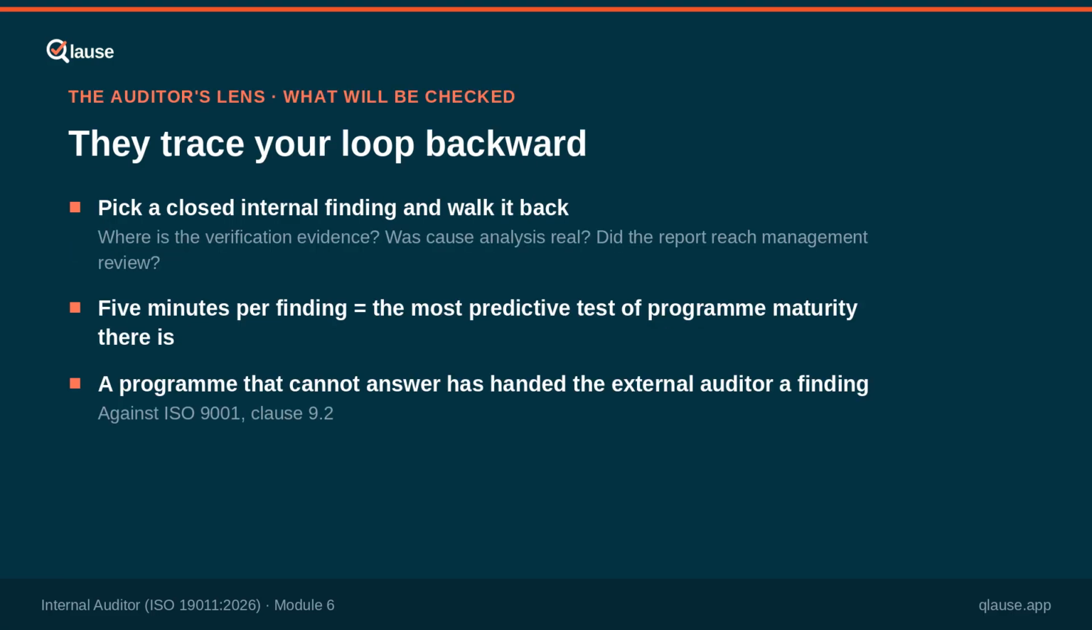The auditor's lens. What will be checked? Certification auditors trace your loop backward. They pick a closed internal finding and walk it. Where is the verification evidence? Was the cause analysis real or a sentence? Did the report reach management review? A program that can answer those questions in 5 minutes per finding has passed the most predictive test of internal audit maturity that exists. A program that cannot has just handed the external auditor their own finding, against Clause 9.2.